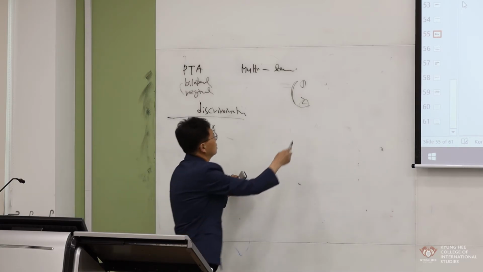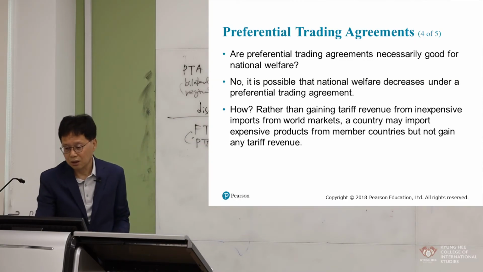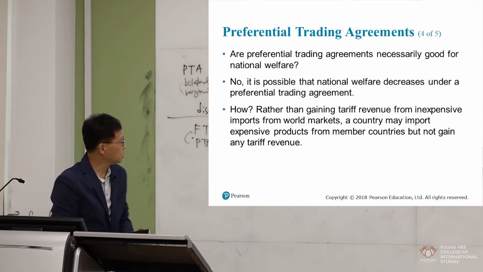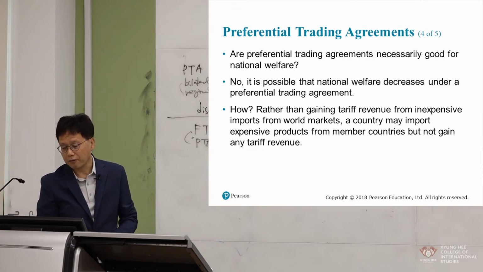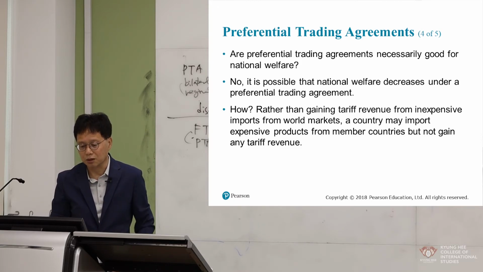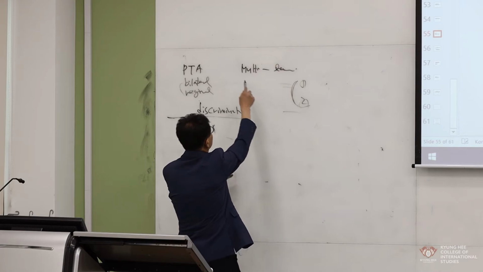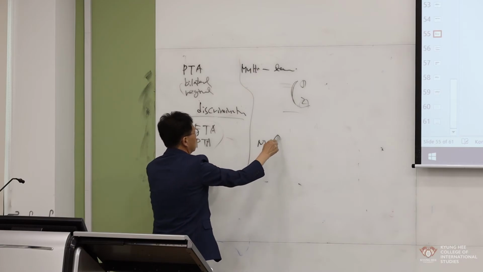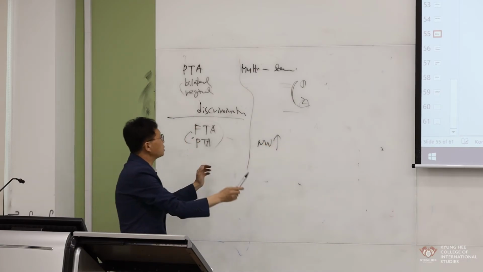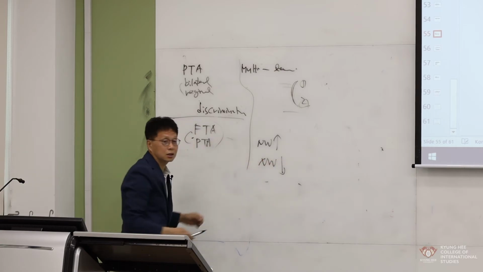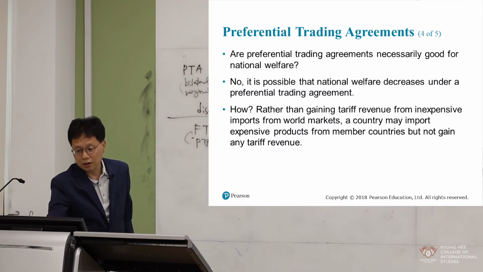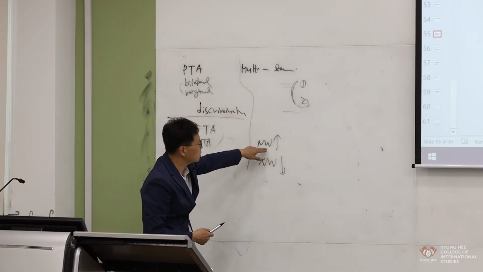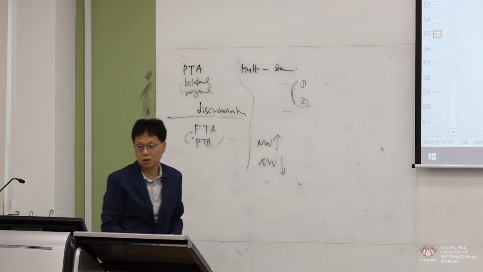Can you understand? So anyway, is this good for national welfare from the perspective of a member country? Right? No. It is possible that national welfare decreases under a preferential trading agreement. Usually, from here we know that after concluding an FTA, national welfare increases. But in some special cases, national welfare can decrease. Okay? It is possible that national welfare can decrease. Usually increase, but sometimes decrease.